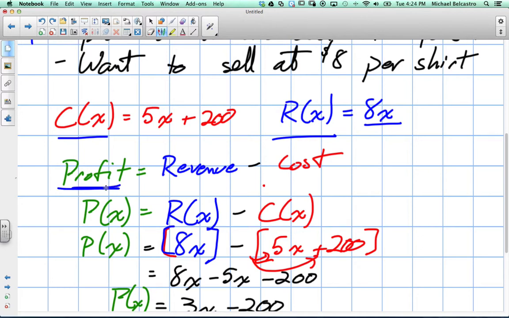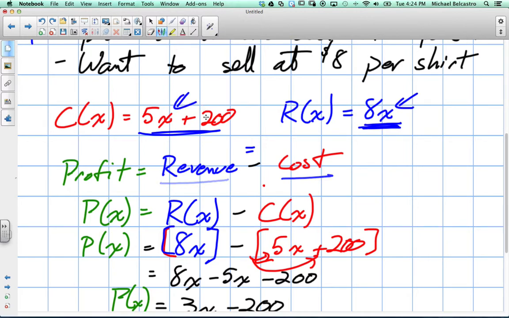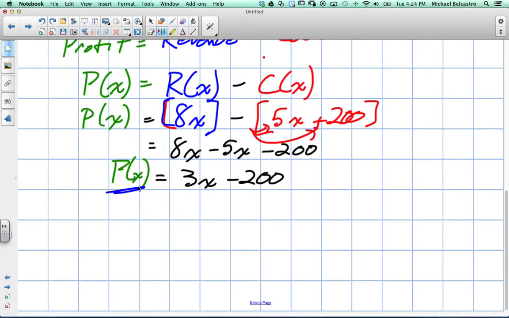That's also when the revenue will be equal to the cost. So we could set these two equal to each other to find the X value, how many shirts we have to sell in order to break even, or we could set profit equal to zero in this function and work that out. And we'll do both.